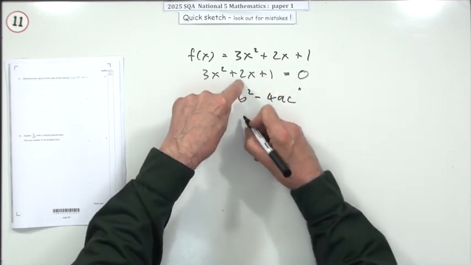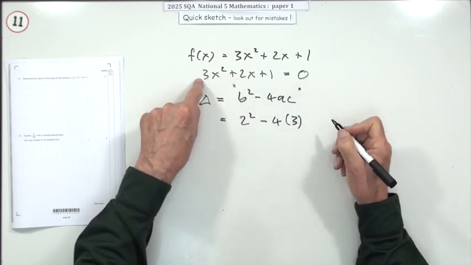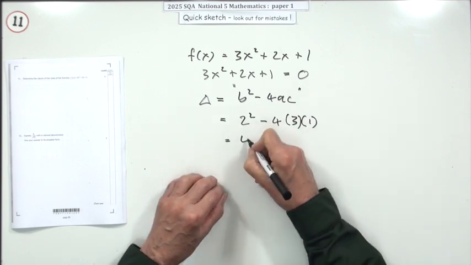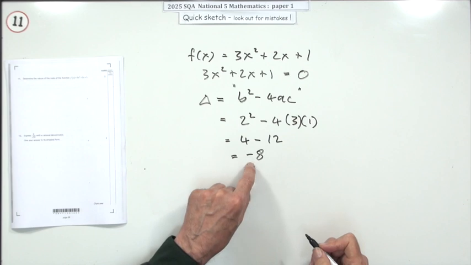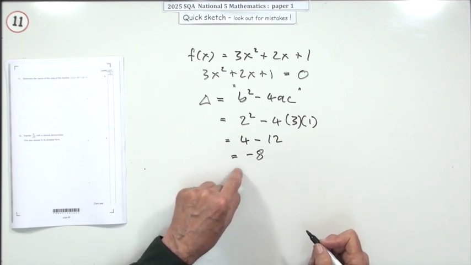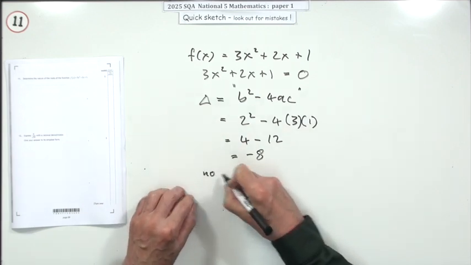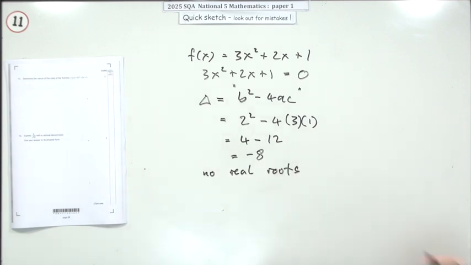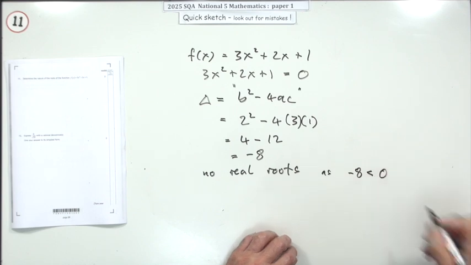So b is the coefficient of x, that's 2 squared. A is the coefficient of the first term, and c is the number at the end. So you've got 4 take away 12, which is a negative 8. If you've got a negative discriminant, when you try and put it into your formula, you're going to have the square root of a negative, so that won't work. So the answer to this is, it has no real roots. But you have to give a reason, as negative 8 is less than 0.